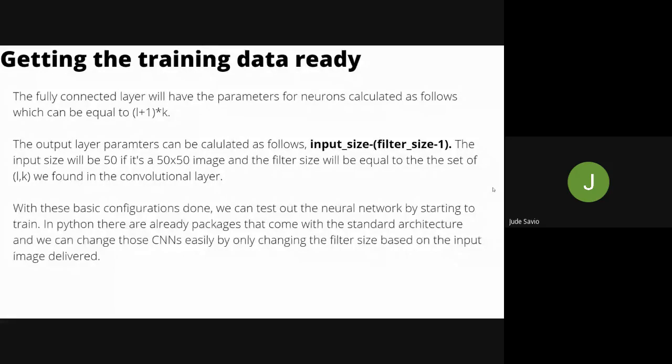With these basic configurations done, we can test out a neural network by starting to train it. In Python, there are already packages that come with the standard architecture that we can just play around with, change those, and see if the results are any better.